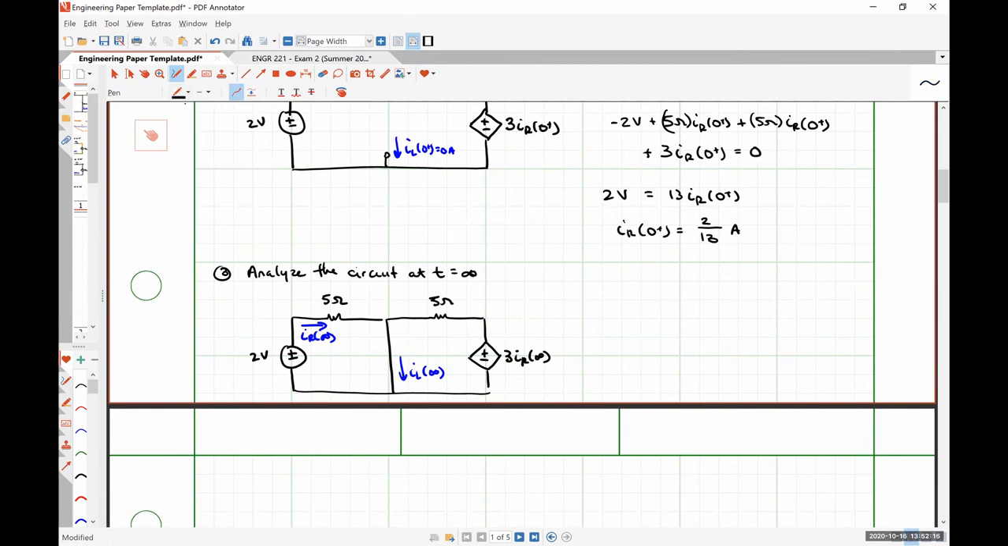So how can I solve for either of those currents? Anybody care to venture a suggestion? Mesh, okay. Sure, let's do mesh. Let's call this guy I1, call this guy I2. There are no current sources, so we don't have to worry about supermeshes or current relationships or anything like that. So around mesh one, we have negative 2 volts plus 5 ohms times I1 is equal to zero. One equation, one unknown. So let's just go ahead and solve that for I1.